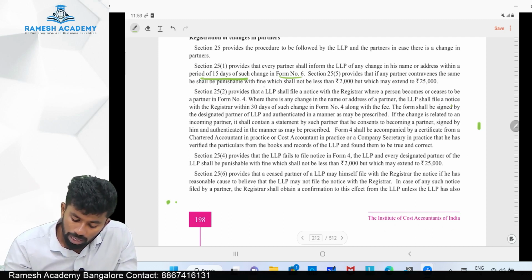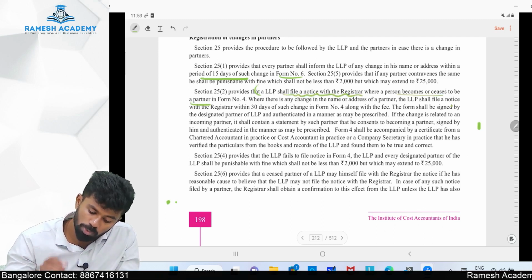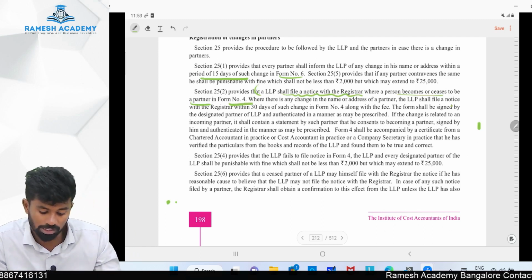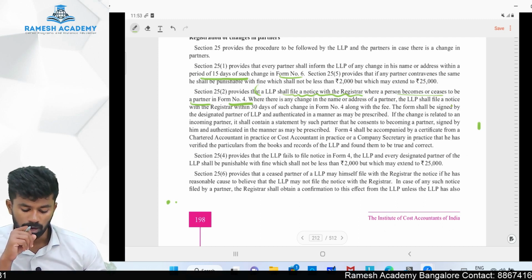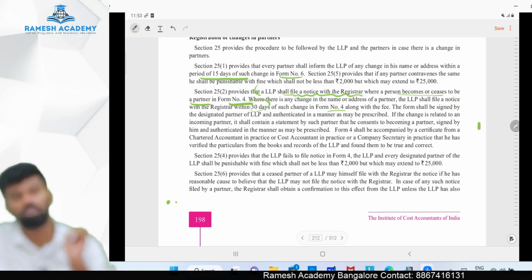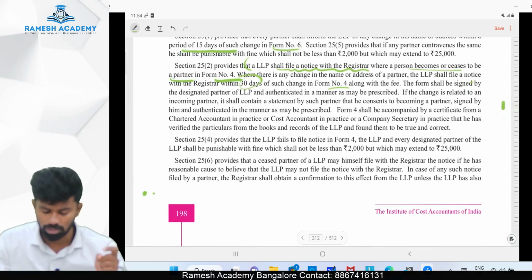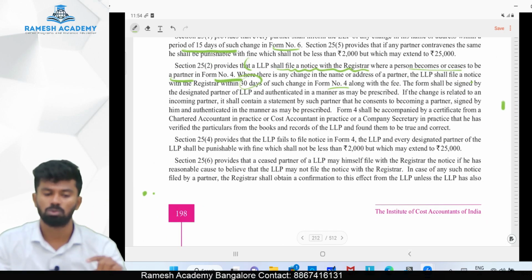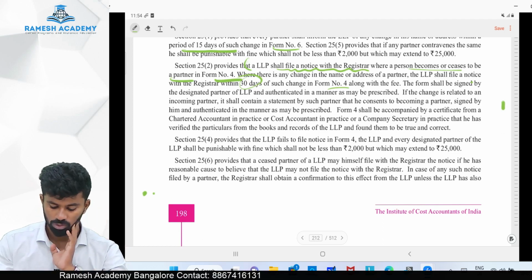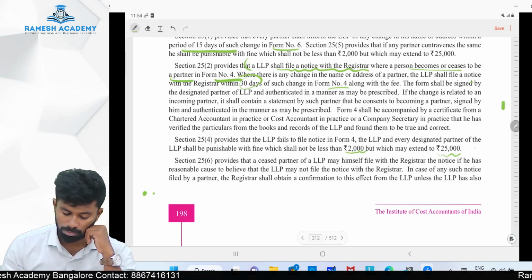And sorry, the LLP shall file a notice with the registrar where a person becomes or ceases to become a partner, in Form number 4, or where there is a change in the registered address of the partner, in the form number what? 4, within how many days? 30 days. So any change in the information of a partner, whether with respect to name or address or any other things, shall be filed with the ROC in Form number 4 within 30 days. If not, there is a penalty. What is the penalty? Punishable with a fine which shall not be less than 2,000, maximum up to 25,000.